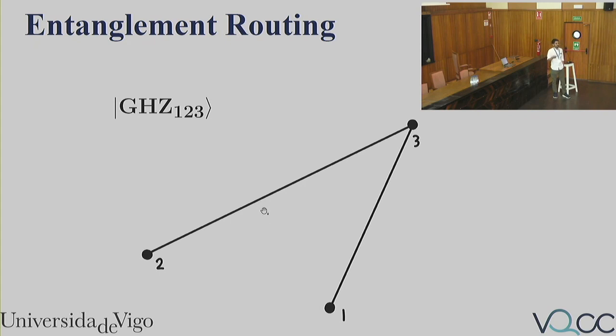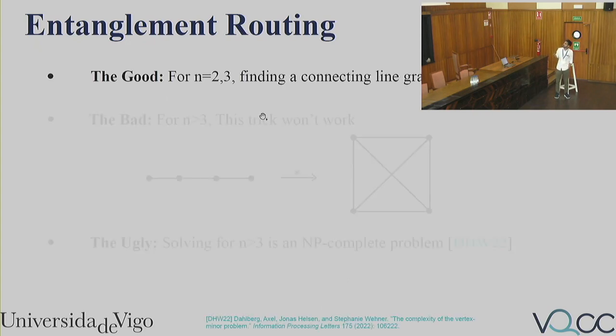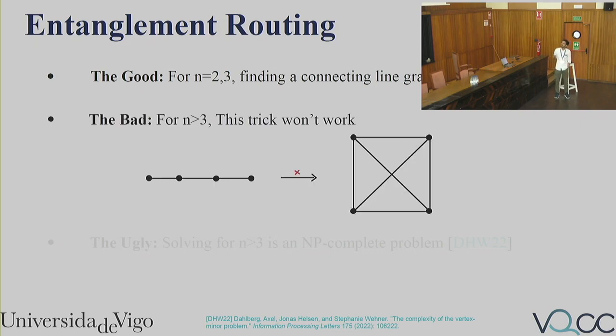Now the natural question is, how do we go beyond 3 vertices? Like, how do we connect 4 vertices or 5 vertices? So far we've used the technique of finding a connecting line graph with 2 or 3 vertices to get the eventual state. And in a connected graph, finding such a path is always possible. So that's good news. But the bad news is that for n greater than 3, this trick won't work.